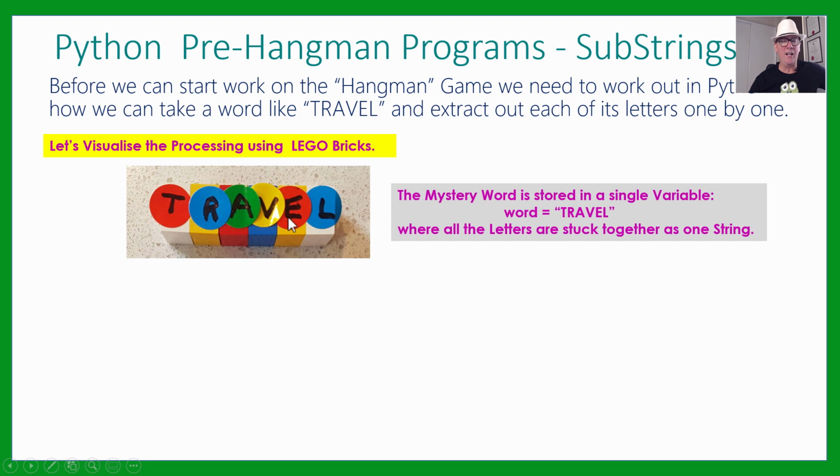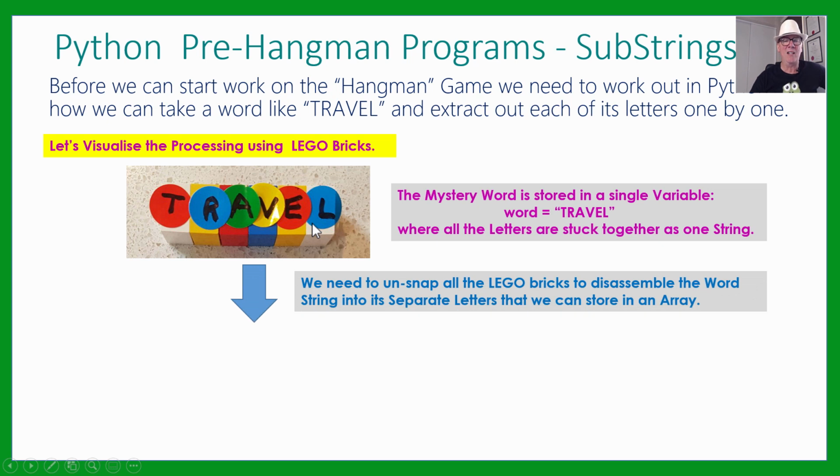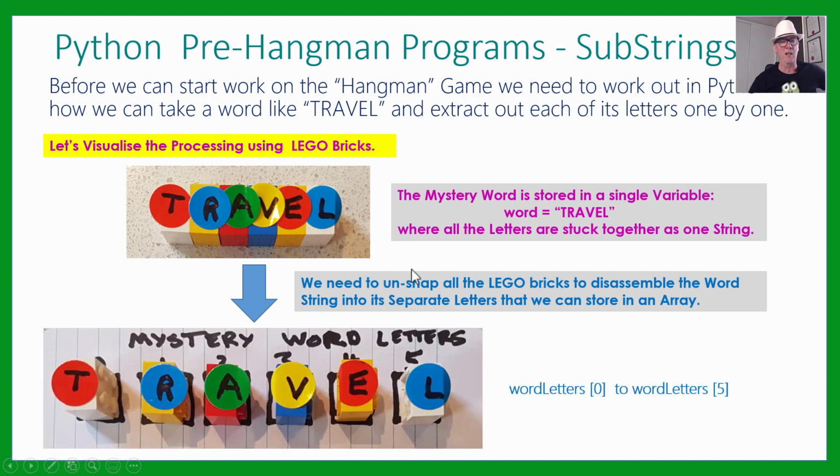Now, at the moment, when you set word equals travel and store that in the memory variable word, all the letters are kind of stuck together, like having all those Lego blocks clipped together as in that photo. Now, when they're guessing letters, what we need to do is unsnap all these blocks with the letters on them and store each block separately. So we've got to have some sort of processing that can pull all the Lego bricks apart and put each one separately. You can't see them here, but that's index 0, 1, 2, 3, 4, 5.